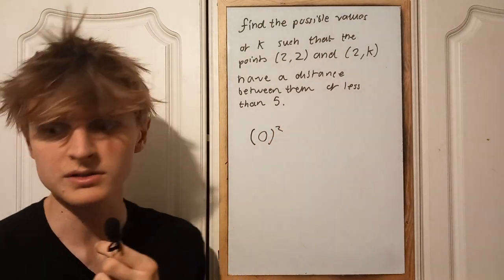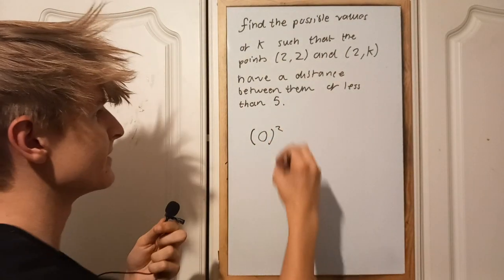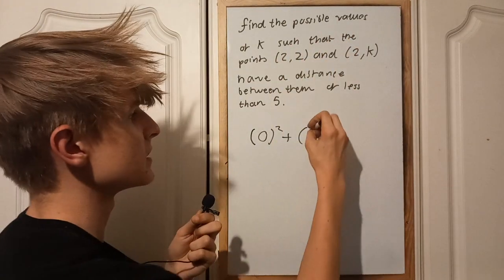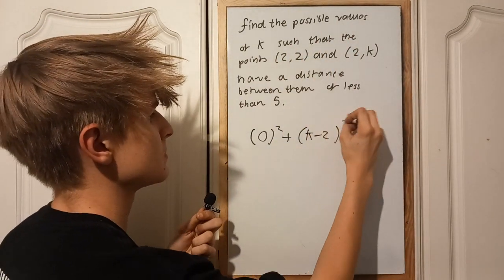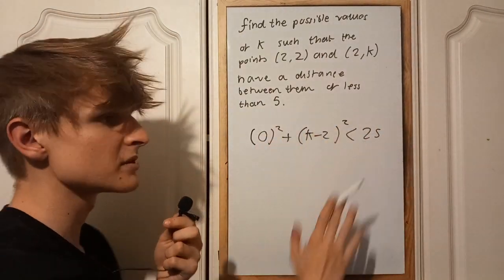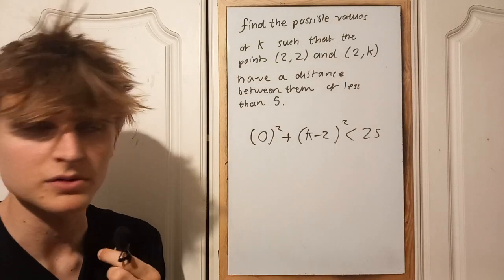Sorry for yelling down the mic just then. I apologize. Anyway, and the difference between the y-coordinates is (k minus 2) squared, and that's less than 25. So just do the normal distance formula and square both sides. You'll get to this point. You know what I'm talking about, right?